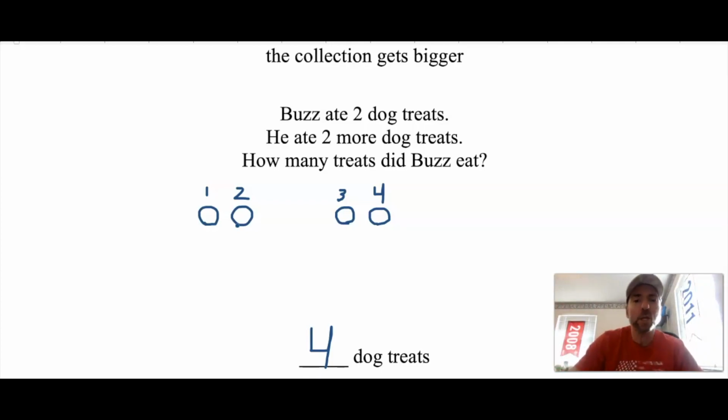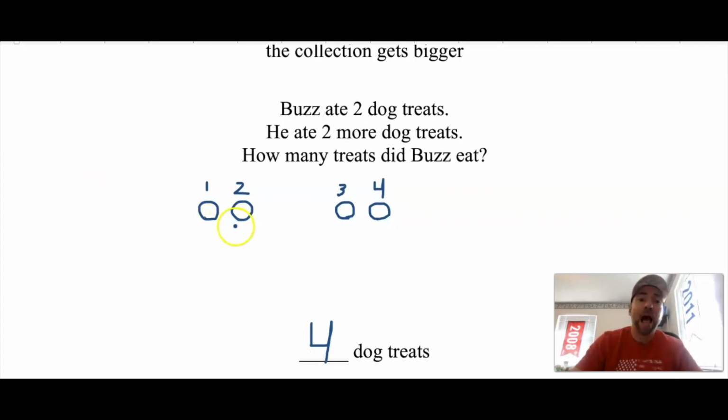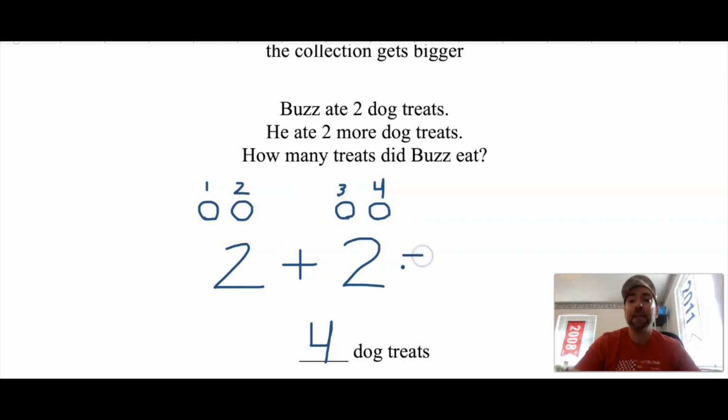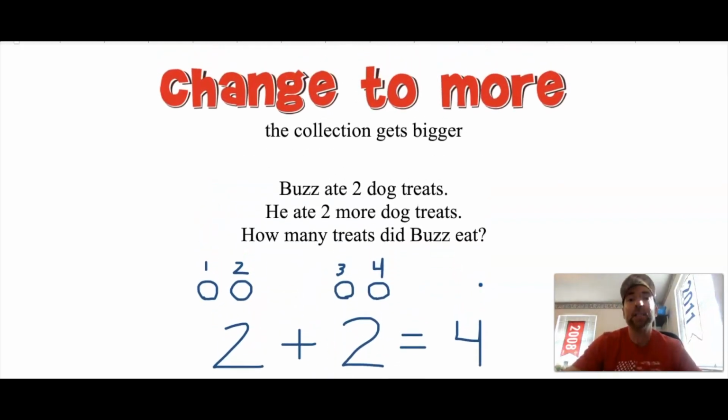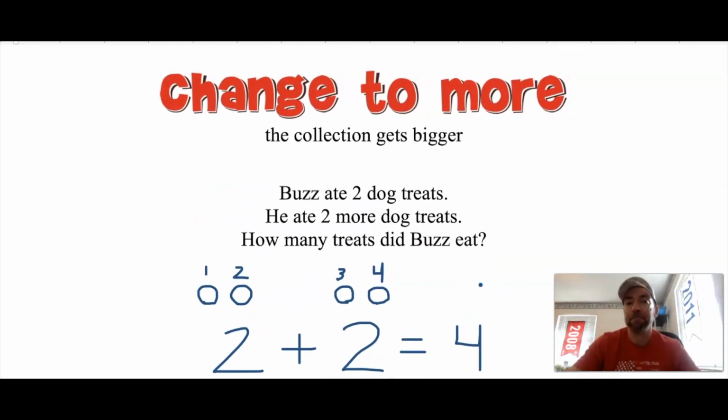Some of you might be good with number models. I started with 2, because it's changed to more, I'm adding. And then Buzz ate 2 more. And 2 plus 2 equals 4. Awesome job. That's called change to more.